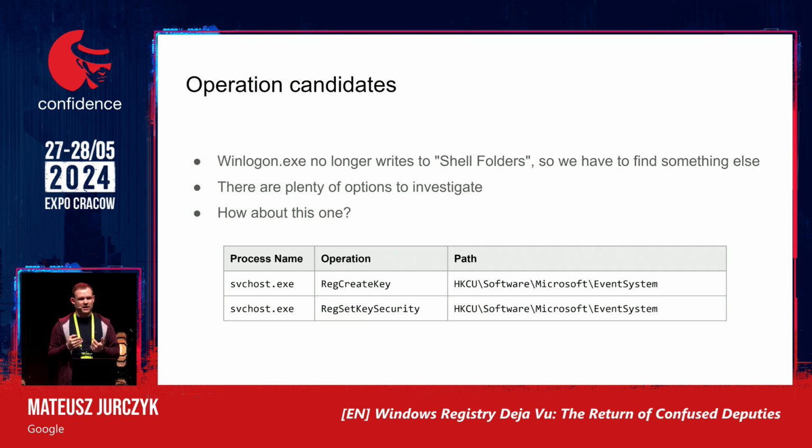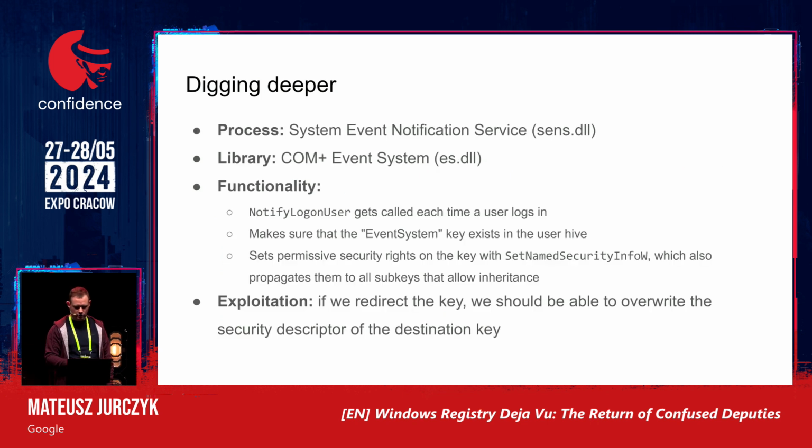So I spent some time looking through the Process Monitor logs, and I found one interesting thing: the SVC host process was first trying to create a key called event system, HKCU software Microsoft event system, and then directly after setting some permissions on this key. So this could be an interesting candidate for the write primitive. And the security that the system service was setting was very permissive. It was basically making sure that the key would be readable and writable by the current user.